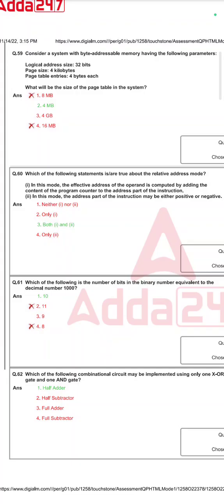Which of the following statements is/are true about the relative address mode? In this mode, the effective address of the operand is computed by adding the content of the program counter to the address part of the instruction. In this mode, the address part of the instruction may be either positive or negative. Both are correct.